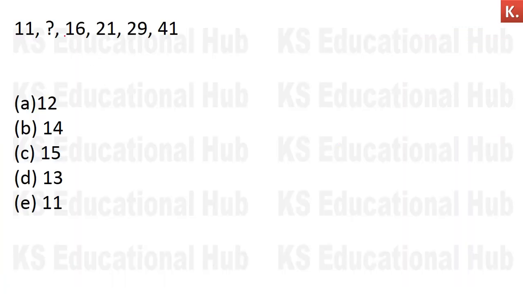Here's the first question: 11, question mark, 16, 21, 29, 41. If you look at the differences here, they are not much bigger, so we can directly take the differences. Let us subtract. Because we cannot deal with the question mark, I am going to start from here. 21 minus 16 is equal to 5. The next one is 29 minus 21 is equal to 8. The next one is 41 minus 29, that is 12.